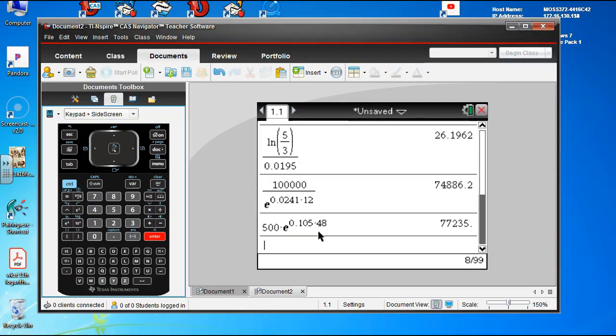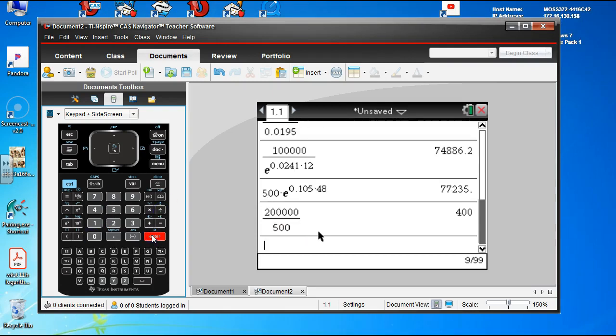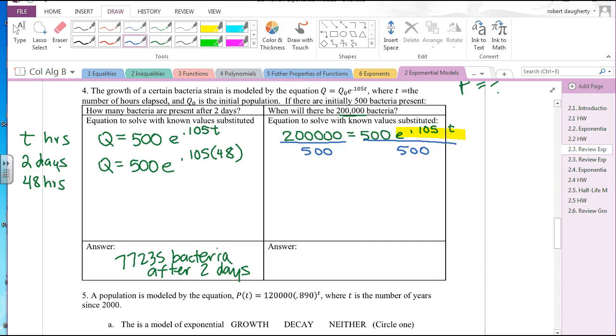So if I divide both sides by 500, and you can do that in your head, or just to be safe, you've got your calculator. So 200,000 divided by 500 is 400. That's an easier number to work with. So I've got 400 equal e to the 0.105t. Now I will take the natural log of both sides. So the natural log of 400 equals the natural log of e to the 0.105t.